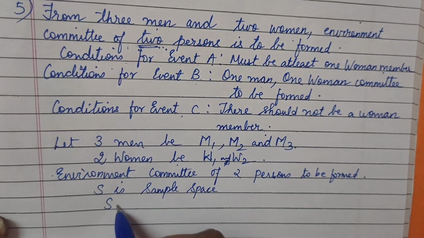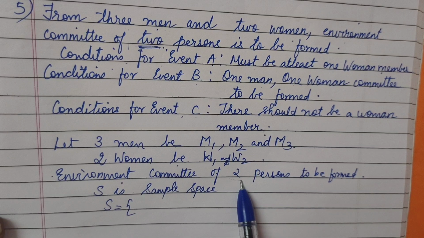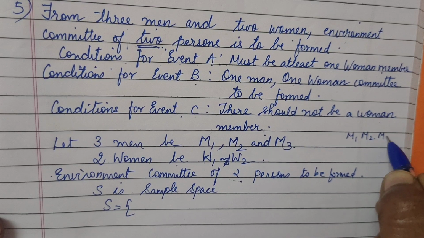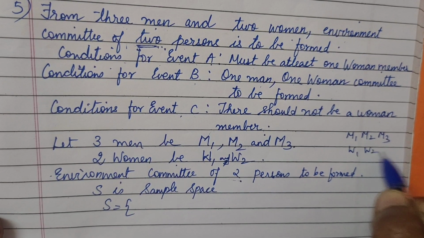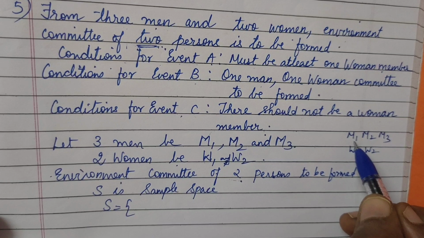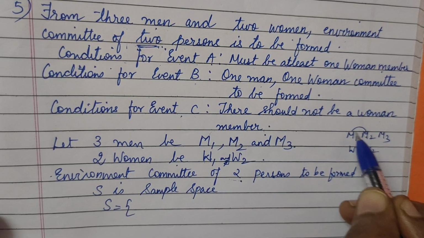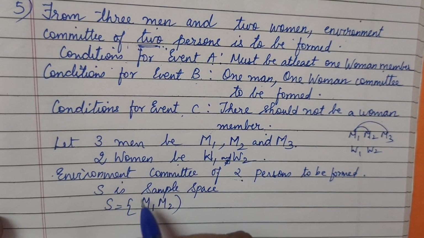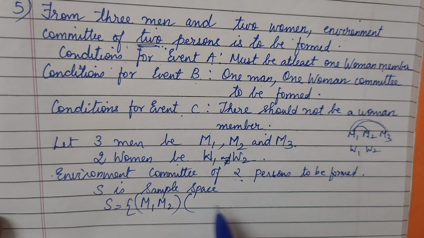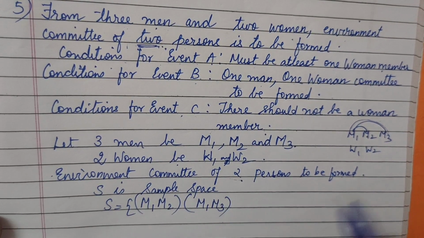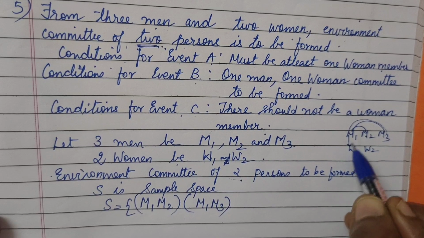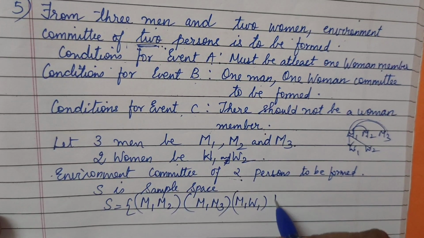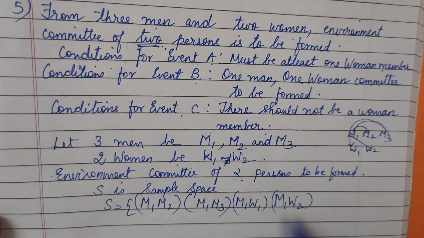Now S equals, again I'll tell you the condition. They said 2, so we can have, see my dear, always write it and keep it here, M1 M2 M3 and W1 W2. These are the persons here. So first we will complete M1: M1 with M2 is one pair, then M1 M3 is one pair, then M1 with W1, woman 1, M1 W1, then M1 with W2. So that is all of M1.